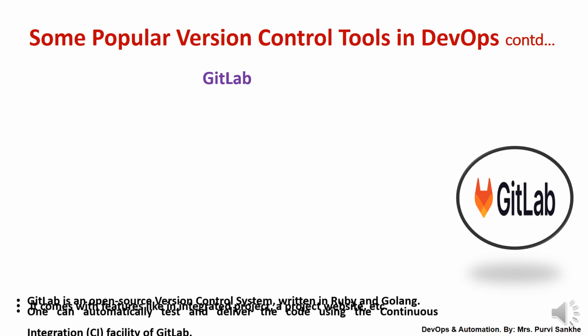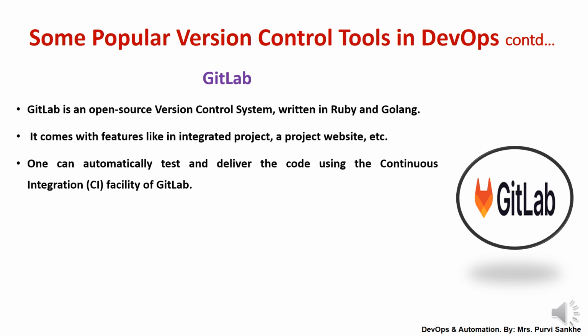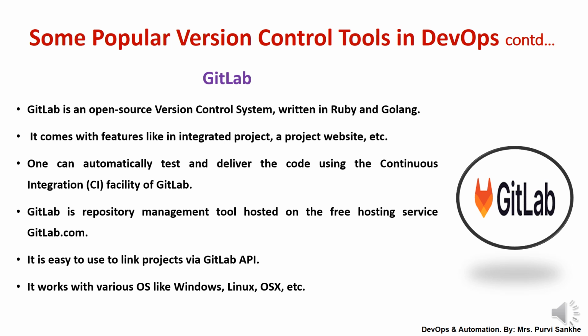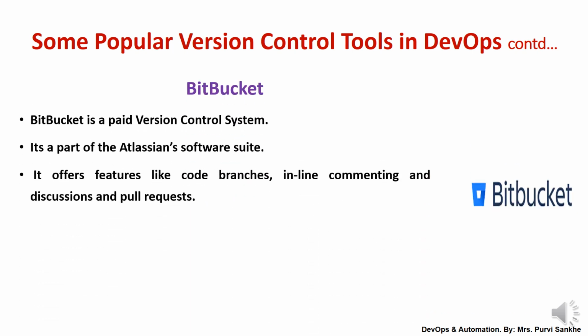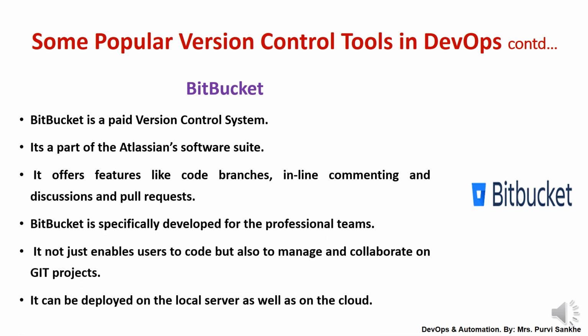GitLab is an open source tool written in Ruby and Golang. It comes with features for integrated projects, so project websites and all can be developed using GitLab. It's a repository management tool which is hosted on the free hosting service gitlab.com. Another is Bitbucket. Bitbucket is a part of the Atlassian software suite, so they have their own Atlassian features embedded in this Bitbucket tool.